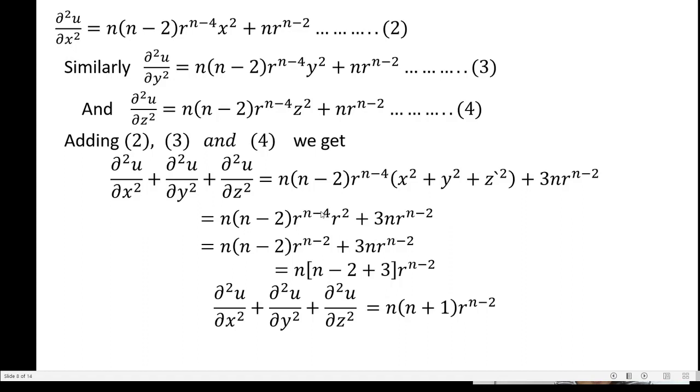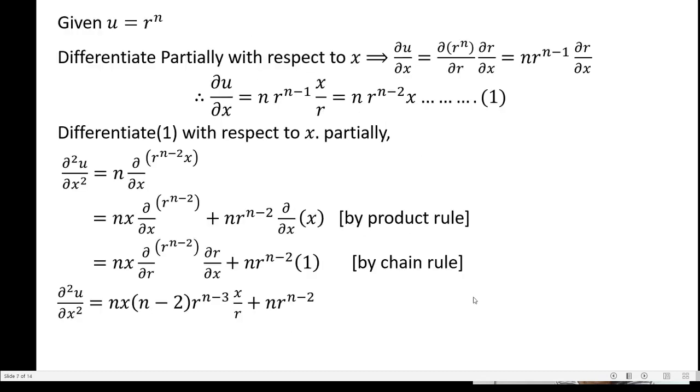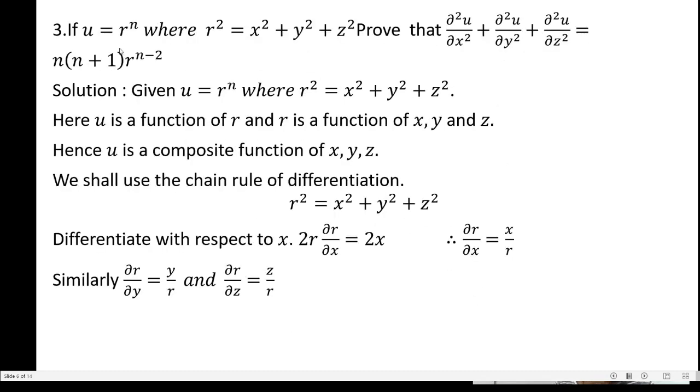Here look here, r to the power of n minus 4 plus 2. Base is same, power can be added. N minus 4 plus 2 is n minus 2. N into n minus 2 into r to the power of n minus 2 plus 3n into r to the power of n minus 2. R to the power of n minus 2 take as common, and also take n as common, n into n minus 2 plus 3. That is 3 minus 2 is 1. N into n plus 1 into r to the power of n minus 2. So this is the required result.